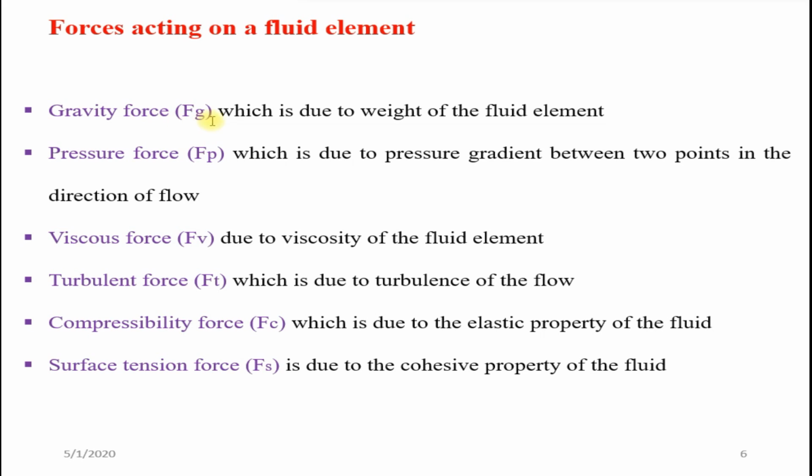The gravity force is mainly due to the weight of the fluid element. Then the pressure force is due to the pressure gradient between the two points. Pressure gradient means the pressure difference between the two points in the direction of flow. Then the viscous force is mainly due to the viscosity of the fluid element. Then the turbulent force is mainly due to the turbulence of the flow. Then the compressibility force is mainly due to the elastic property of the fluid. Surface tension is mainly due to the cohesive property of the fluid.